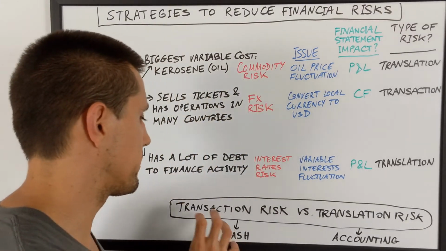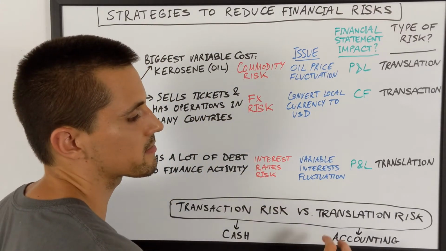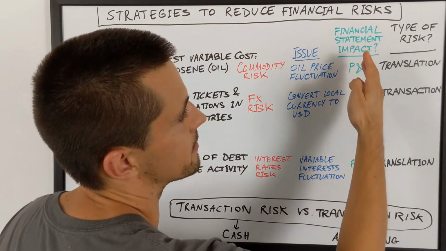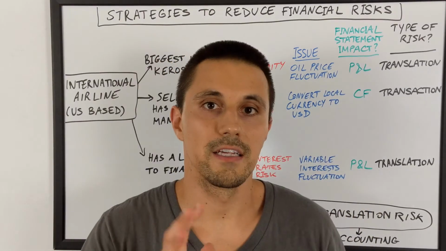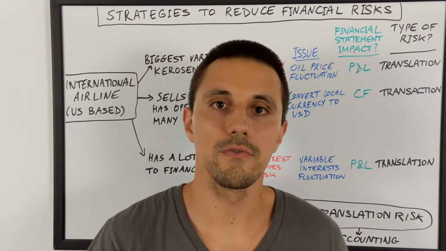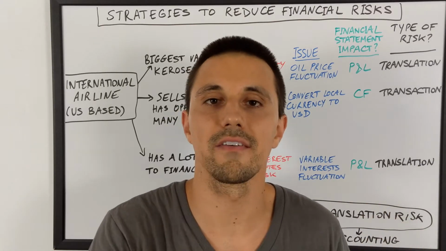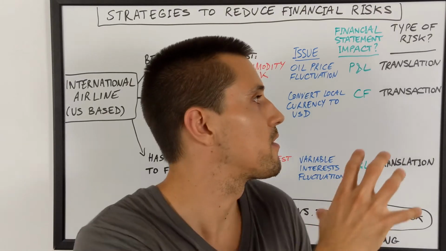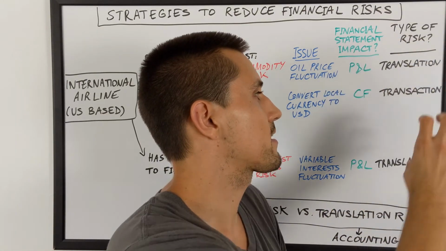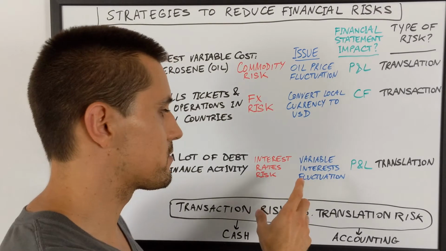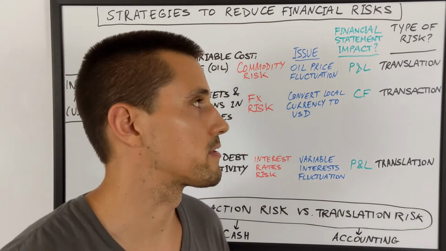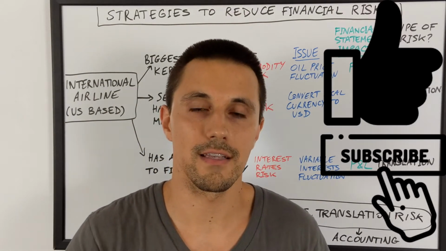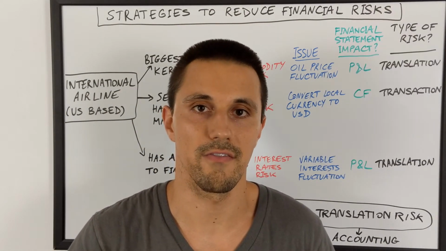The reason why it's important to localize if it's a transaction risk or a translation risk, and the impact on which financial statement it will have, is because your strategy to reduce risk, which is called hedging, so your hedging strategy will be different using different hedging tools if you have a translation risk or a transaction risk. So it really depends, is the risk only related to your cash, or is it also related to your accounting? That's what we're going to find out, and now let's look at the strategy we can have here.